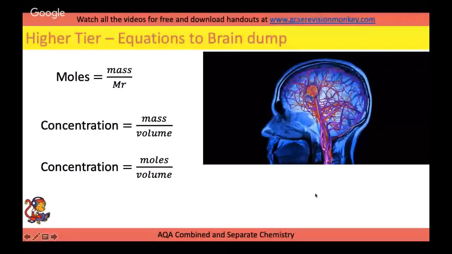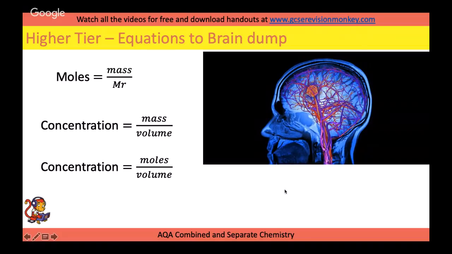In exothermic reactions, energy is released to the surroundings. So when you have a thermometer in your surroundings, the temperature is going to go up. With exothermic reactions, temperature is going to go up and not down. Don't forget, energy is taken in to break bonds, and energy is released when bonds are made. That's important for higher as well.